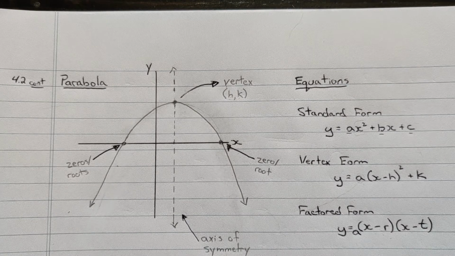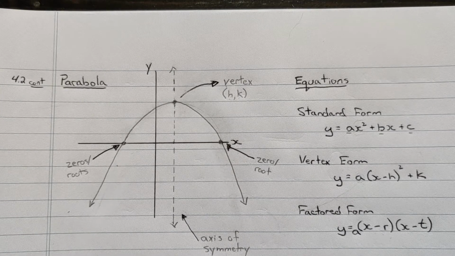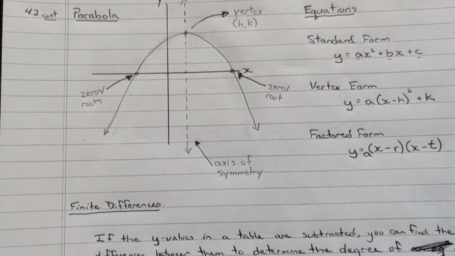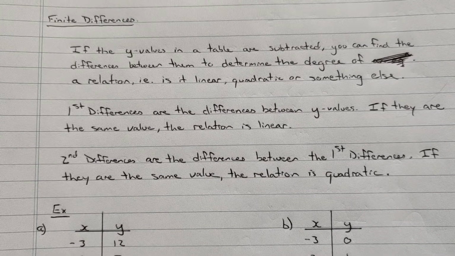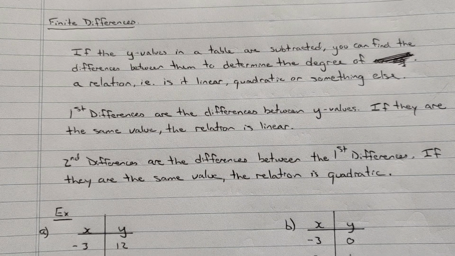Now, moving on from that into another way to understand and look at parabolas and quadratics is with finite differences. So finite differences are when we take a table of values, and when you subtract the y values in that table of values, you can find the differences between them to determine the degree or type of relation that you have. So you could have a linear, quadratic, or you could have a cubic, quartic, and so on and so forth. Or you might not have any relation whatsoever.